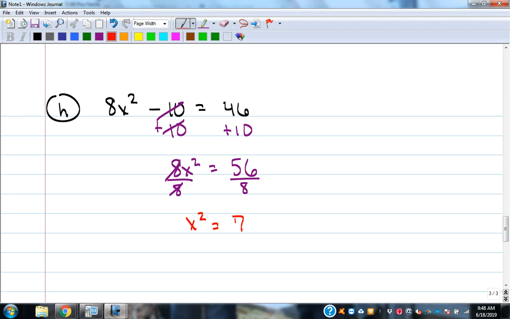Because the x squared is by itself, I can take the square roots of both sides. So square root, plus or minus square root. That gives us plain x on the left. 7's a prime number. If I try to break it down with the factor tree stuff, it doesn't do anything. So nothing I can do. I'm just going to leave it plus or minus the square root of 7.